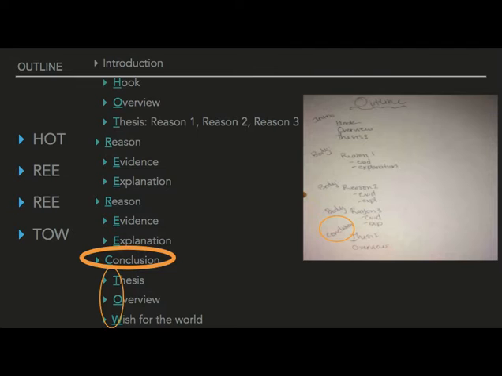The final paragraph is the TOW conclusion, formed from the thesis, which is the same thesis from your introduction, the overview, which is your final opinion about the topic, and your wish for the world for what you hope the reader will think or do as a result of reading your essay.